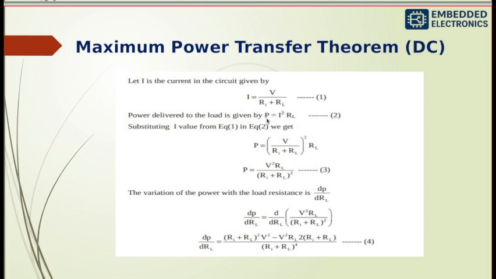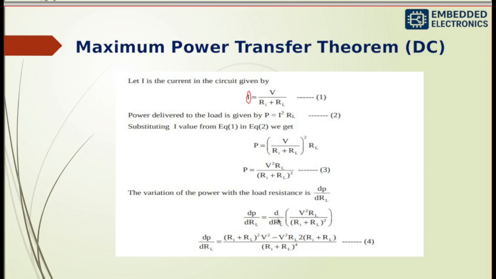Sorry, we don't have the value of P, we have the value of I. You need to substitute the value of I, then it will become like this: V square RL divided by (R1 plus RL) whole square. Now the variation of power with the load resistance is dP by dRL. You need to take the derivative.